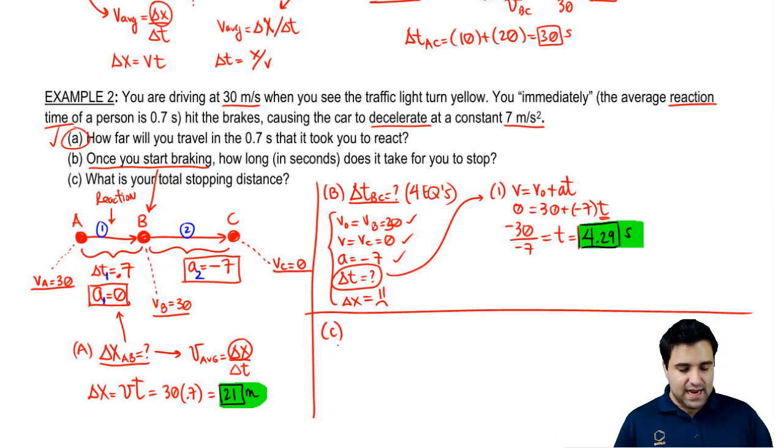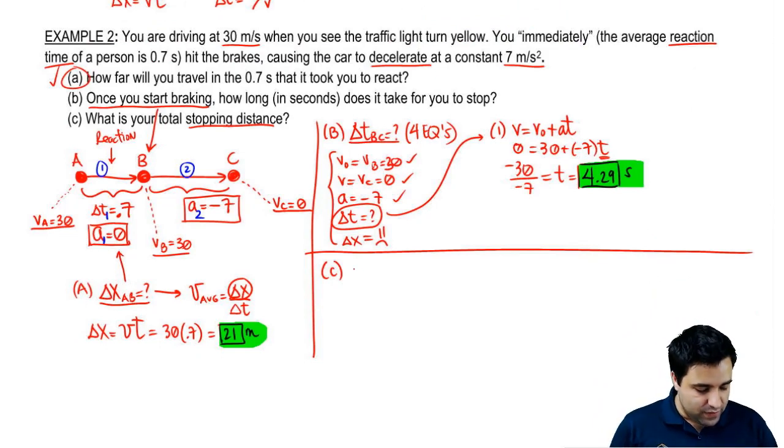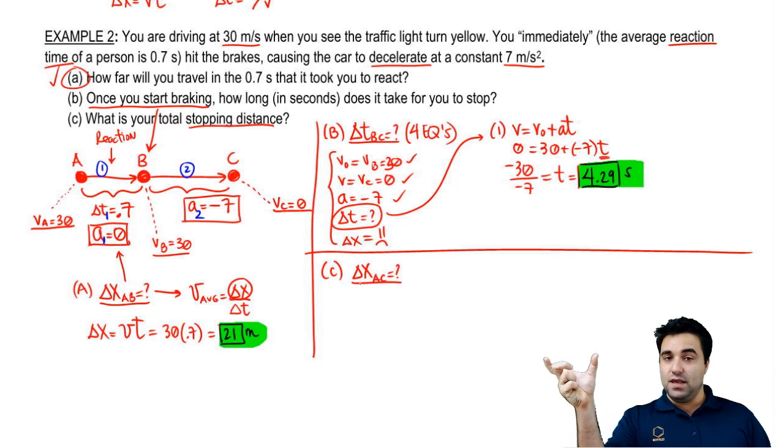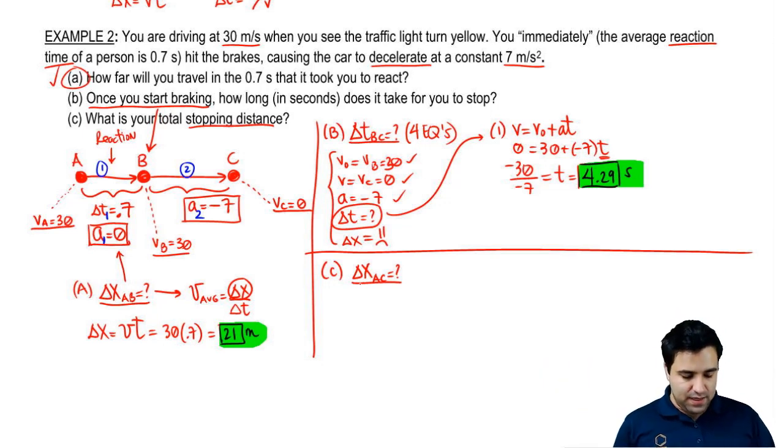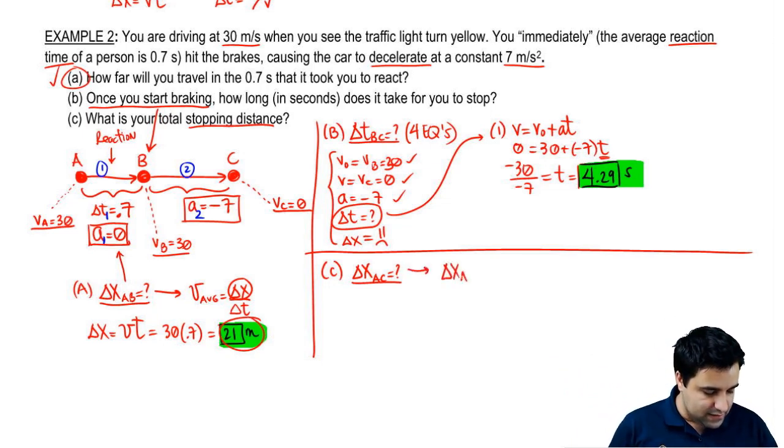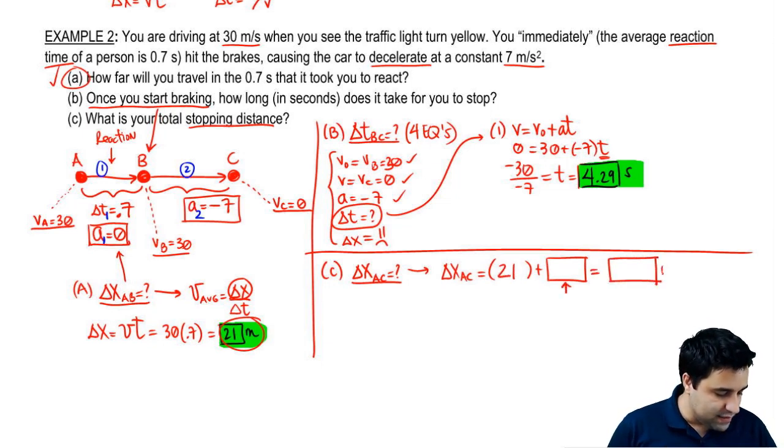Now, part C is going to ask, what is your total stopping distance? So again, I'm just moving to the right. In one direction, you can just think of distance as displacement. There's no difference between them in this one. So I can just say, what is my delta x from A to C? Obviously the delta x from A to C is going to be AB plus BC. Do I know AB? Yes, I know AB, 21 meters, but I need BC. And once I have that, I know the entire answer.